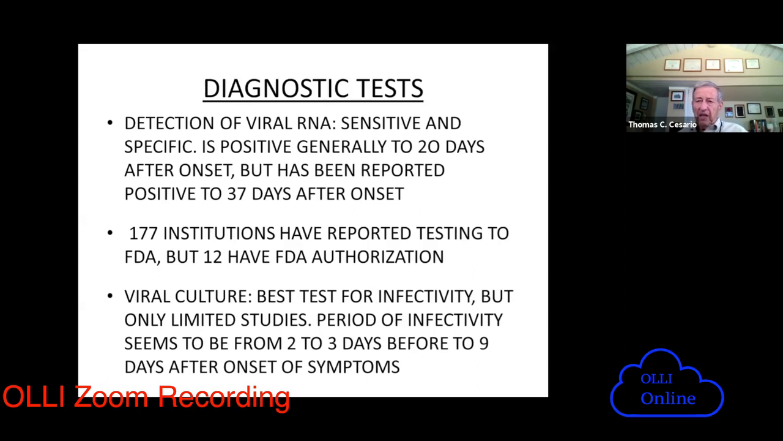And they said, look, if you can develop your own test, just tell us that you have validated it and then go ahead and do it. But they didn't actually say, well, we want to see your validation and we want to be able to certify it. So there's a lot of tests out there. 177 institutions have sent in the test, saying we did it, we know it's okay, but only 12 has the government actually authorized to say it's okay. But we think most of those are okay. We don't usually measure viral culture because it's difficult and to some extent dangerous.